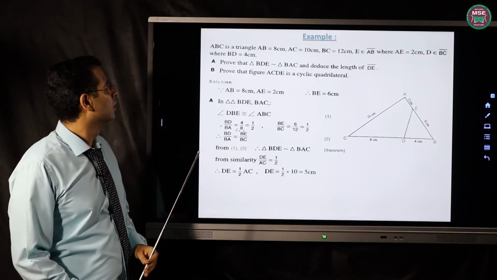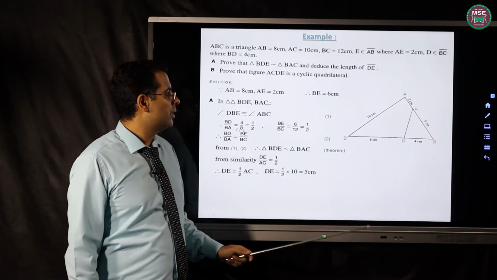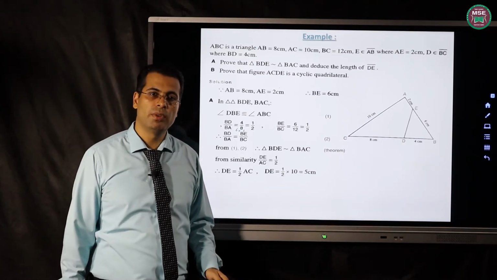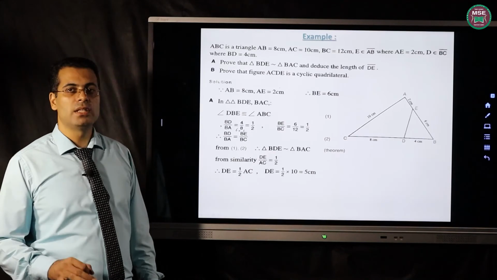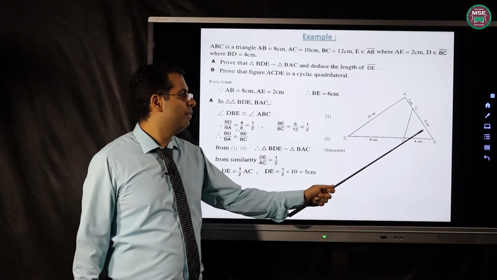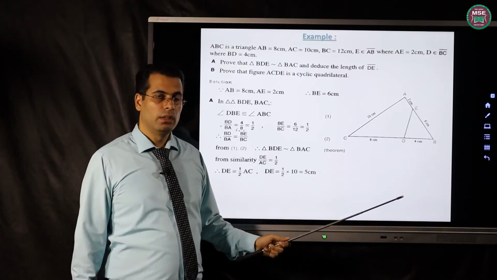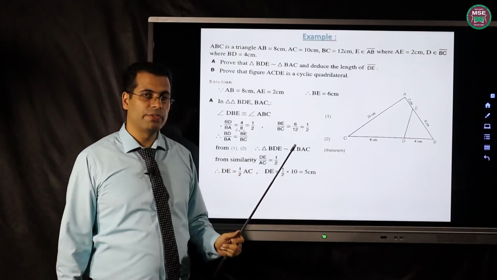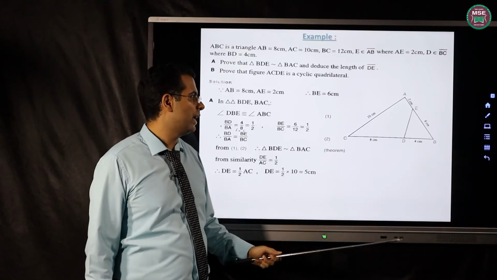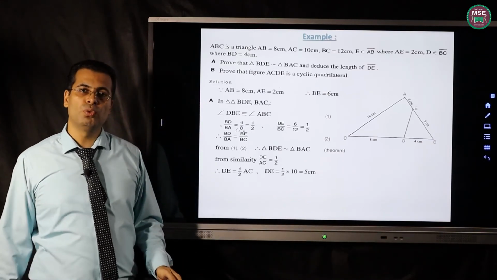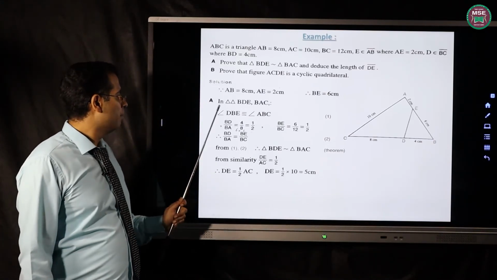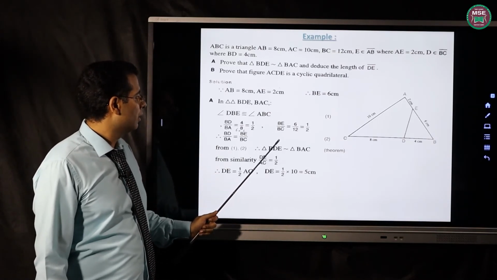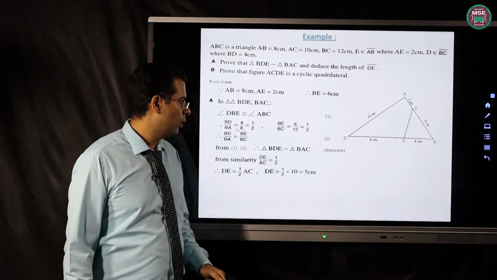Another example: we have triangle ABC with the sides. We want to prove that the two triangles are similar by using SAS, because B is a common angle. B here is a common angle, and here is the first letter, and here also the first letter. Okay, therefore B is a common angle. We want to prove that the two sides are proportional. BD over BA equals 4 over 6, equals half. BE over BC equals 6 over 12, also equals half.